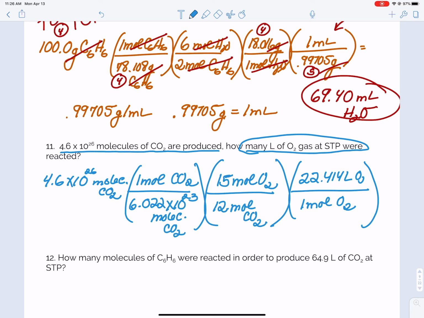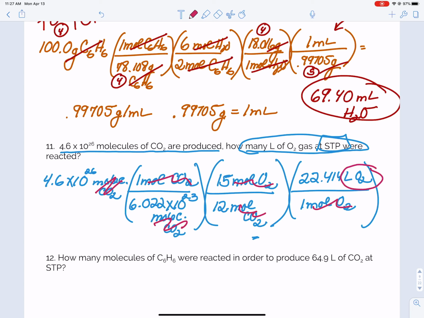So 1 mole of oxygen gas is equal to 22.414 liters of oxygen gas at STP, right? It says STP right in the problem. So this is what I'm plugging into my calculator, right? Checking to see, did my units cancel out? Molecules of carbon dioxide cancels out with molecules of carbon dioxide. Moles of oxygen cancels out with moles of oxygen.